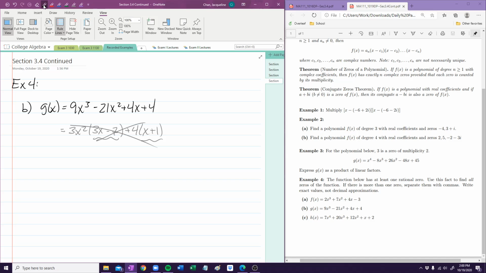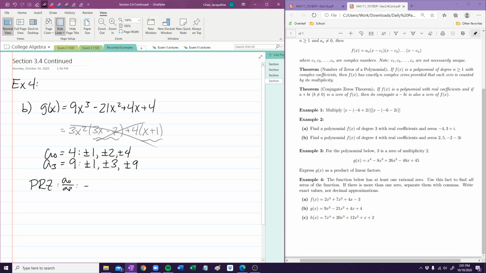However, because we're told that we have at least one rational zero, we know that we can use the rational zero theorem. So a naught, remember, is the constant, the number without the x, so it's 4. My factors for that are plus or minus 1, plus or minus 2, plus or minus 4. Then a sub n, our n is 3, so a sub 3 is 9, and I can write the factors as plus or minus 1, plus or minus 3, plus or minus 9. So the possible rational zeros, P, are a naught over a3.